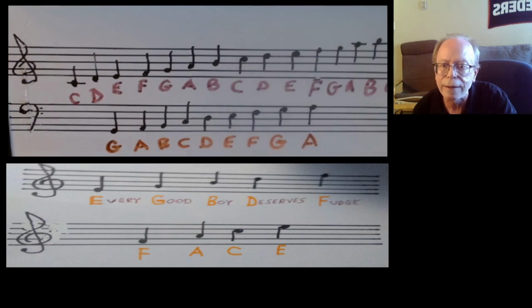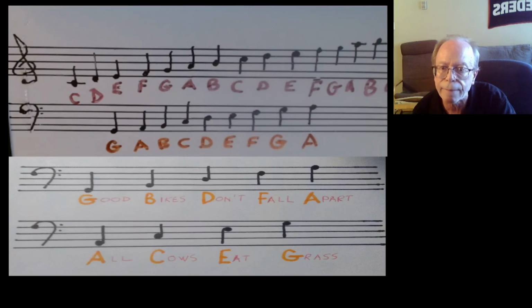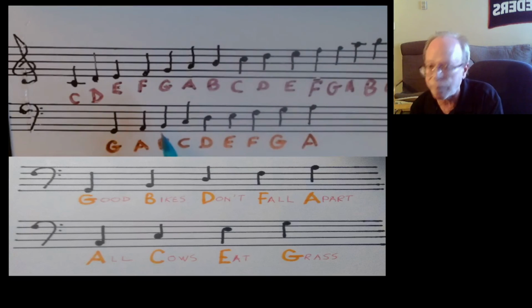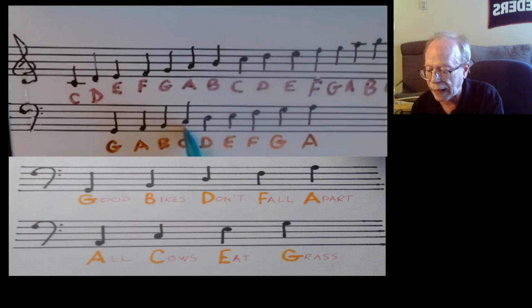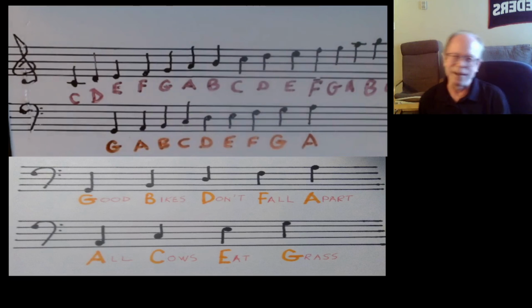Likewise, you can do the same thing with the left hand. These ones are a bit sillier too. Good boys don't, good bikes don't fall apart. That's the lines on the left hand. And in the spaces in the left hand, all cows eat grass. I know these are silly mnemonics, but you can even make your own up. You don't have to use those ones, but those have been used for a lot of years. They're just another way of memorizing what these spaces and lines actually symbolize.